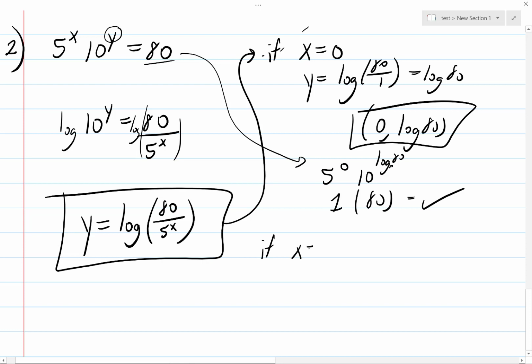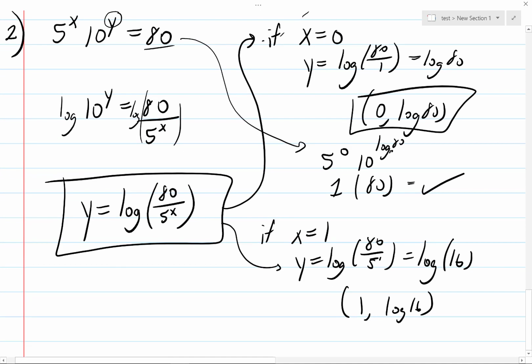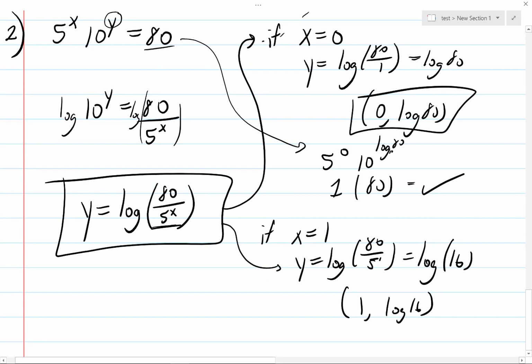You can just keep going. If x were 1, the y would be the log of 80 over 5 to the 1, so the log of 16. So there's another solution. When x is 1, that's the log of 16. And you could plug in anything you want, decimals or anything. I started to play to see if I could find something nice, like the log of something we knew, and this was kind of a fun game.